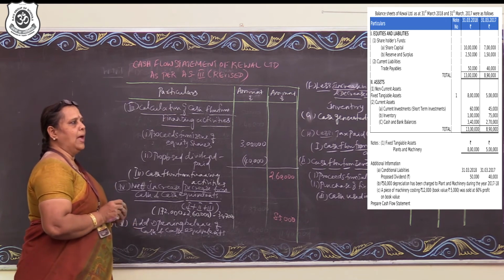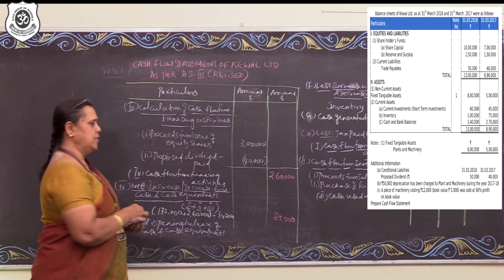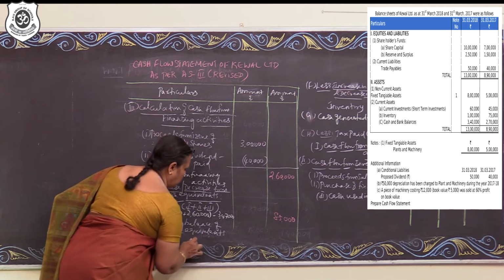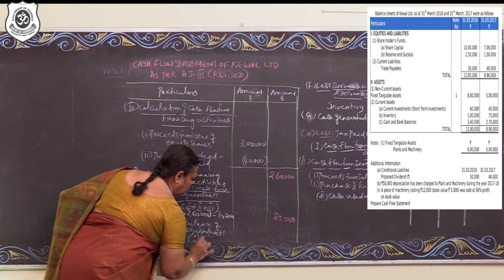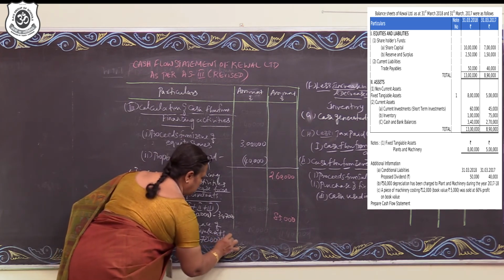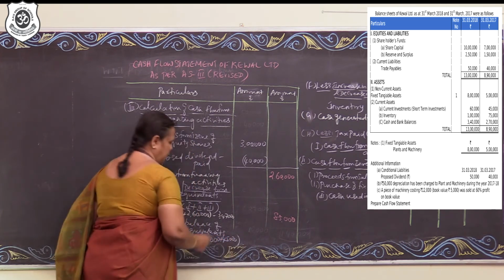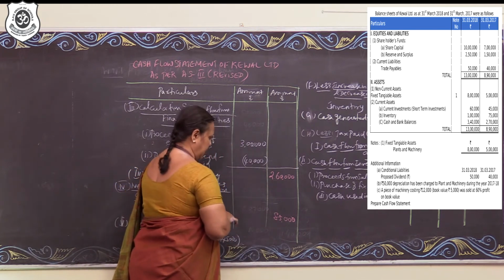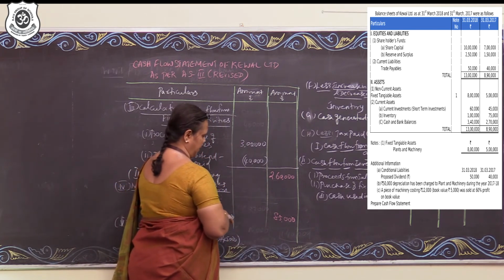With that, we will add short-term investments, which is 3,15,000. 2,70,000 plus 45,000 gives you 3,15,000.